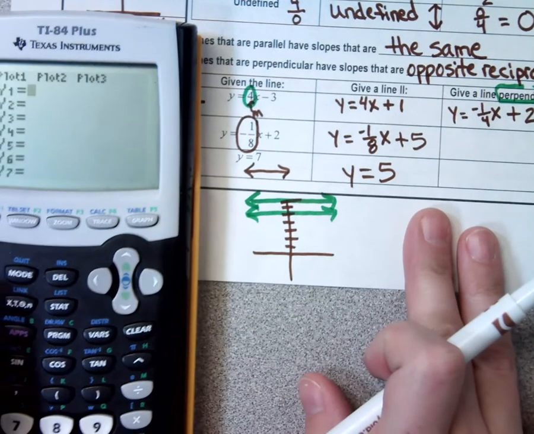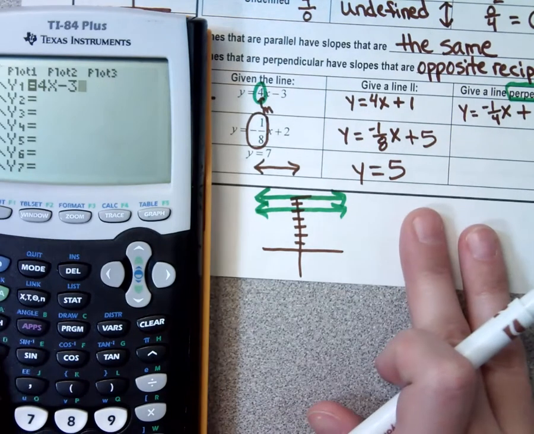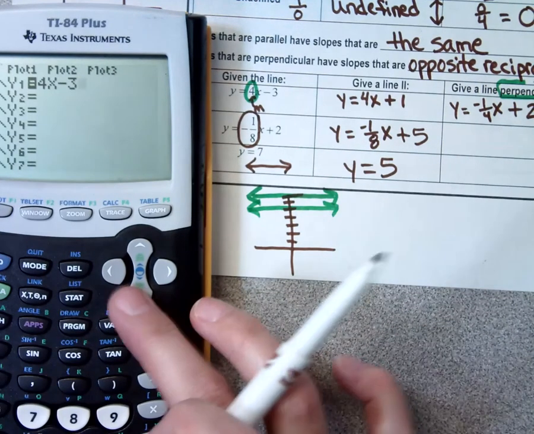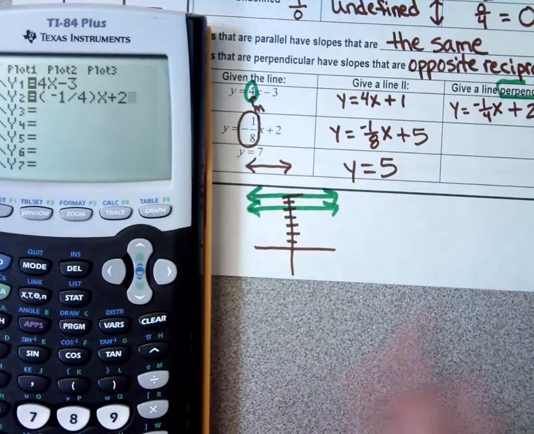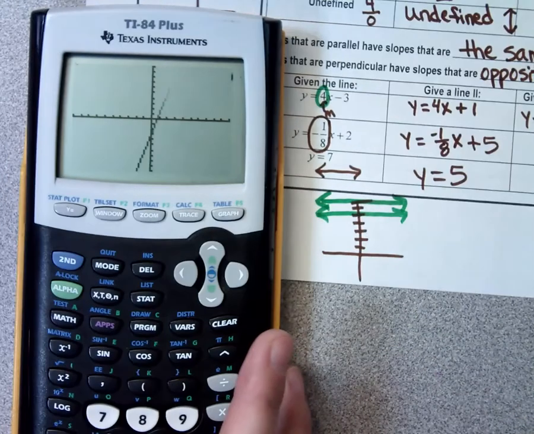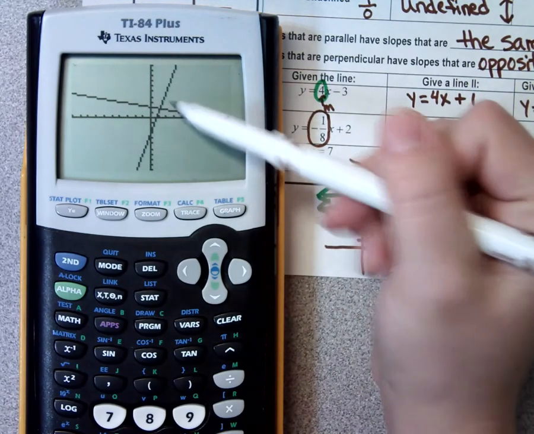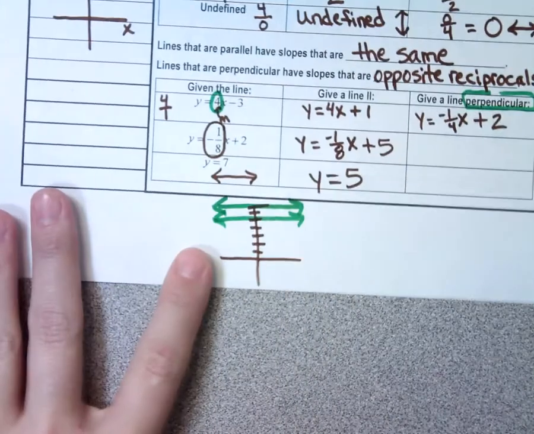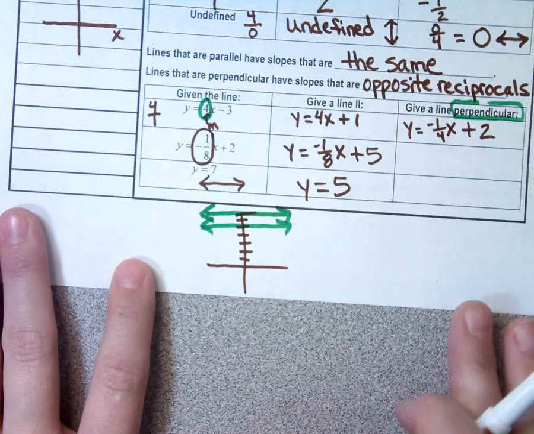So I'm going to graph y equals 4x minus 3. And then I'm going to graph the one that I wrote off to the side, which was negative 1/4 x plus 2. Let's just take a peek at them and see how they look. They kind of look perpendicular. I know they intersect, and these kind of look like 90-degree angles. But I know for certain that they are because my slopes are opposite reciprocals.